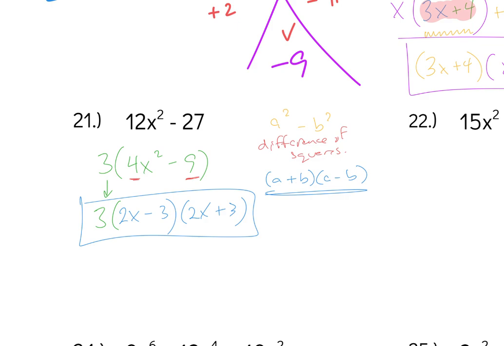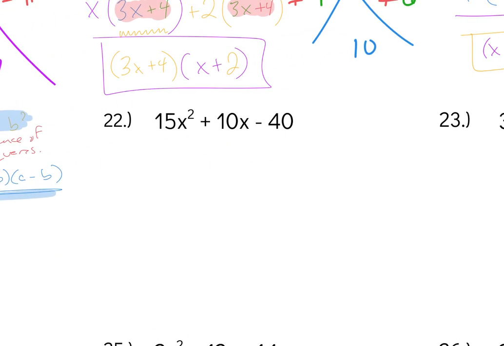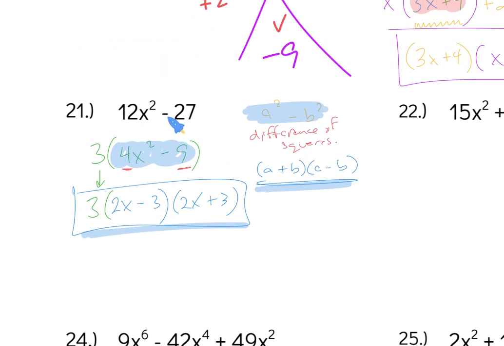So do you see how this looks kind of like that? And hopefully you definitely see how that follows up with it. Next. Oh, and the emphasis here again was factor out the greatest common factor, but also if it has just 2 terms, see if it looks like that.